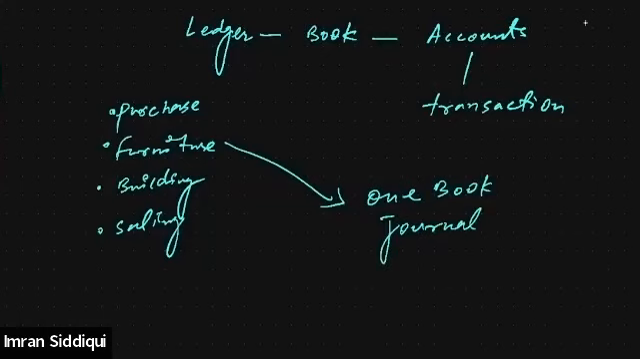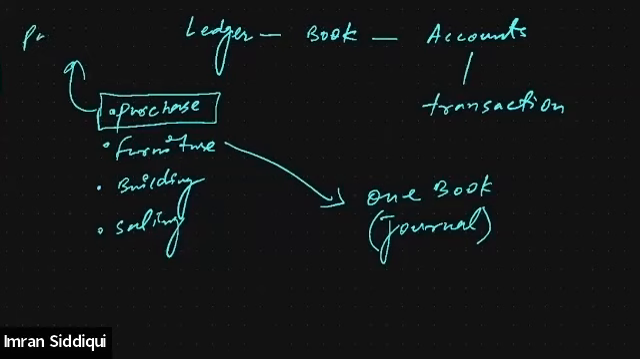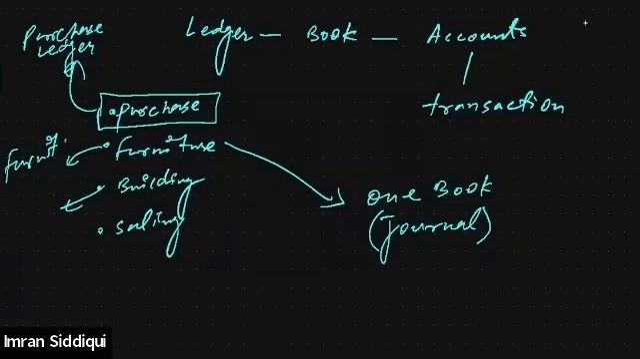But in case of ledger, what do we do? We record all similar transactions at one place. Like for example, transactions relating to purchases are recorded at a separate place. That will be called purchase ledger. Transactions relating to sale and purchase of furniture will be recorded separately in the furniture ledger. Similarly, all transactions relating to building will be recorded separately in the building ledger or building account, you can call it. Sales related transactions will be recorded in the sales ledger or sales account.